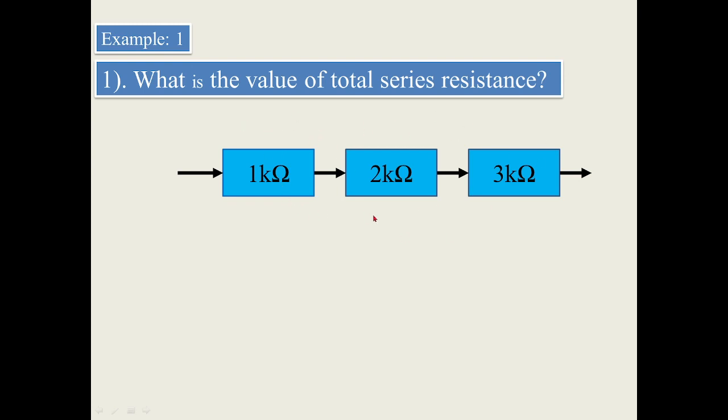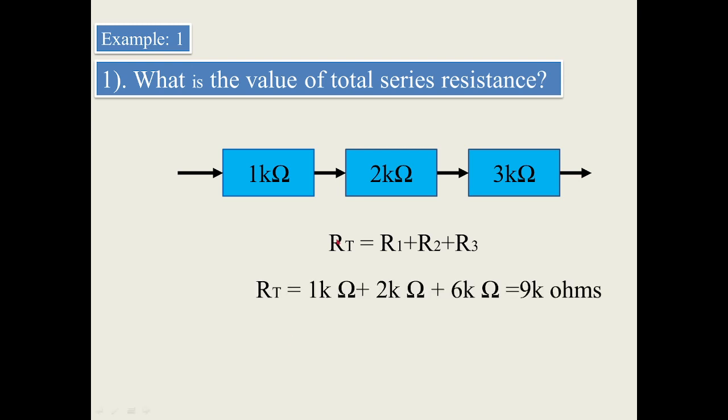The net value of resistance can be obtained by adding all the resistors which are in series. So our total value is nothing but R1 plus R2 plus R3. So here you have our total is equal to 1 kilo ohm plus 2 kilo ohms plus 6 kilo ohms, which is equal to 9 kilo ohms. Kilo value indicates 10 to the power of 3. So total series resistance for this particular example is obtained as 9 kilo ohms.